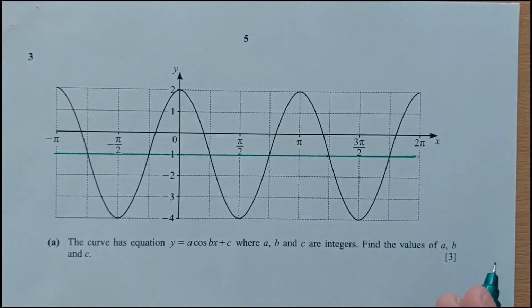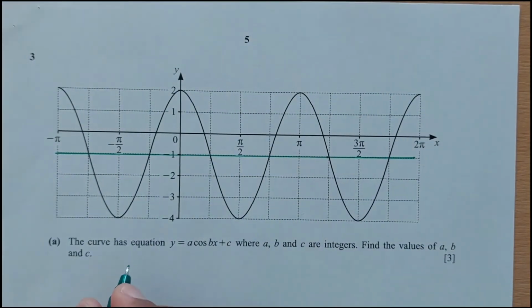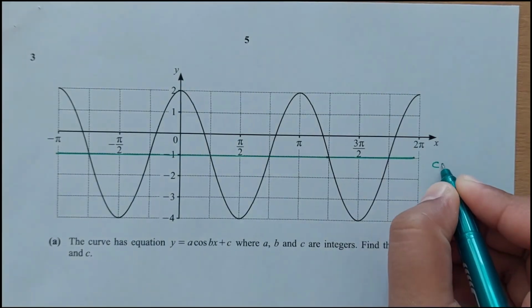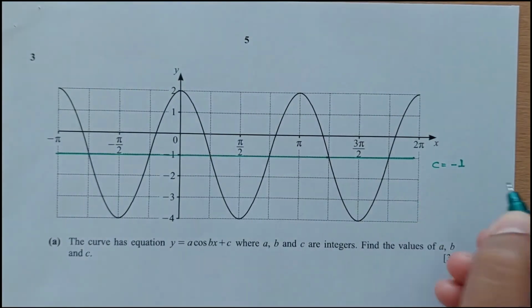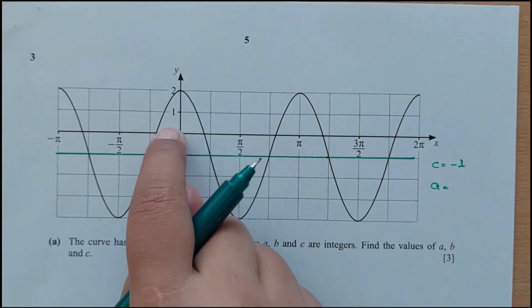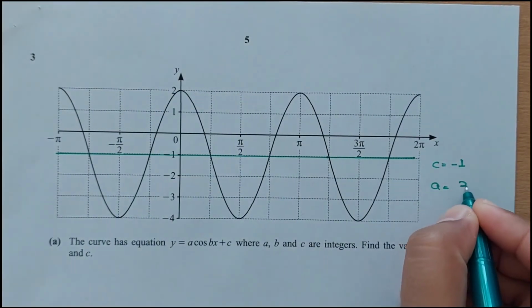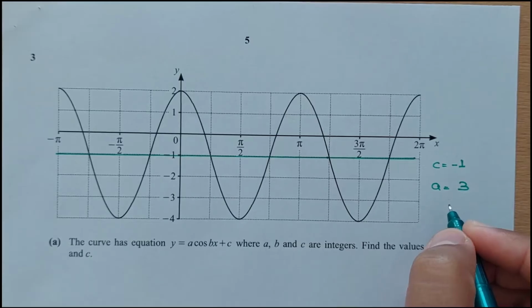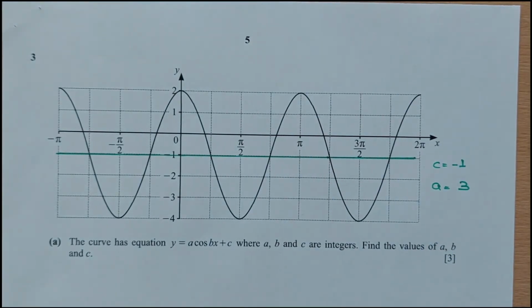This is the equation of the axis. So we can say that the c value of the axis is minus 1. And the amplitude is equal to, you have 1, 2, and 3, so we have 3 units up and 3 units down. So the amplitude is 3.